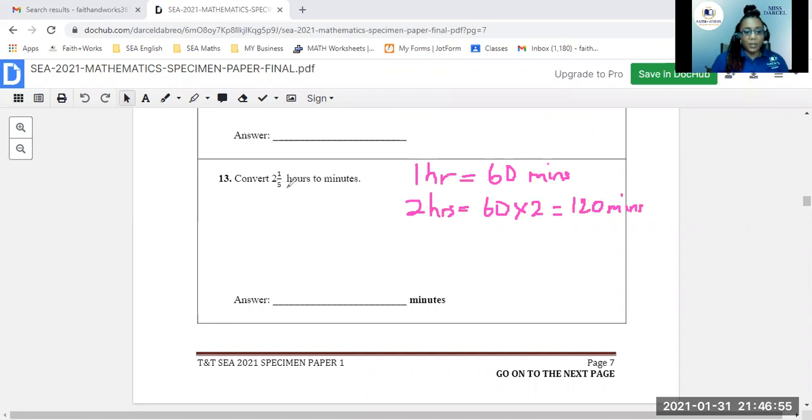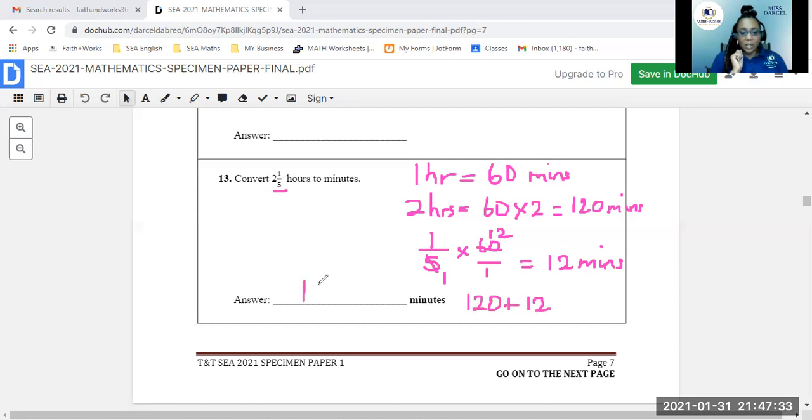Now it says 1/5. What is 1/5 of an hour? I don't see 1/5 on a clock. So here's what we have to do. There are 60 minutes in an hour. All right, 60 minutes on a clock. So let's calculate 1/5 of 60 minutes. What is that going to give us? 5 into 60 is 12. So that is going to give us 12 minutes. So we add them together. 120 plus 12 will give us 132 minutes. Good job. All right, we're on a roll, we're on a roll.